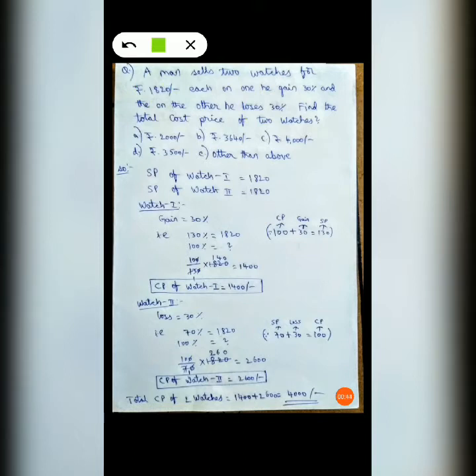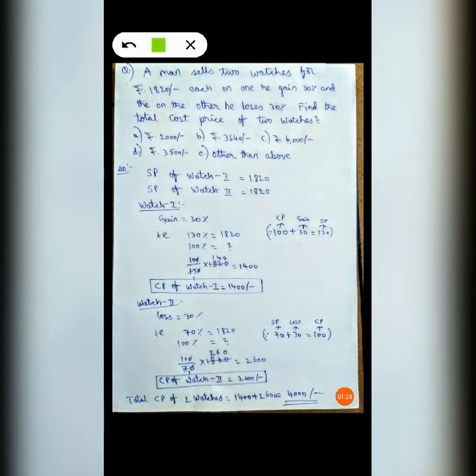So let's do the answer. Selling price of watch 1 is 1820. Selling price of watch 2 is also 1820. This is given. Now we'll see the profit of watch 1. On the first watch he got a 30% gain. So gain equal to 30%. We know that cost price is 100% and gain is 30%, so the selling price will be 100 plus 30, 130%. That is, 130% is 1820. This is the selling price. 100% is the cost price. On cancellation we will get 1400. The cost price of watch 1 is 1400.